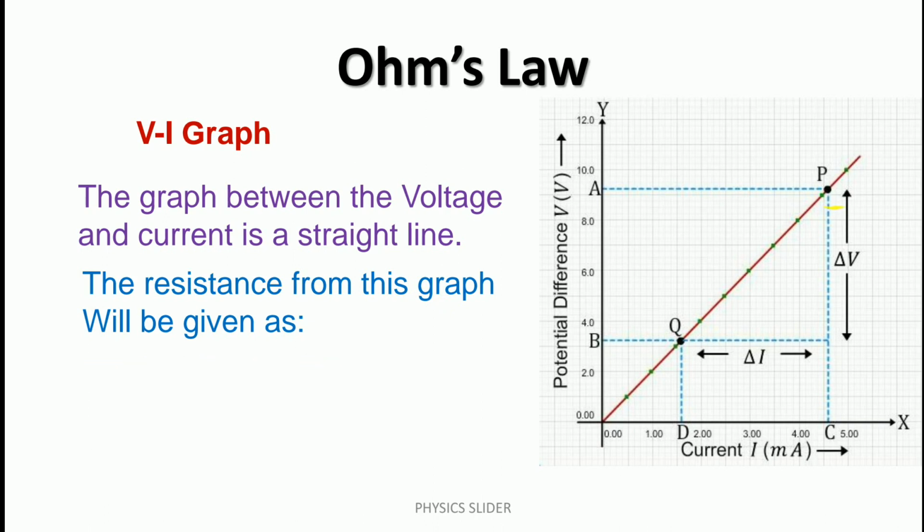We have taken 2 points P and Q. We have calculated the electric current between these 2 points P and Q, which is delta I. We have calculated the potential difference between these 2 points, which is delta V. So if we have delta I and delta V, how to find out the resistance? The resistance will be equal to delta V upon delta I. This is the expression for the resistance in the case of a VI graph.